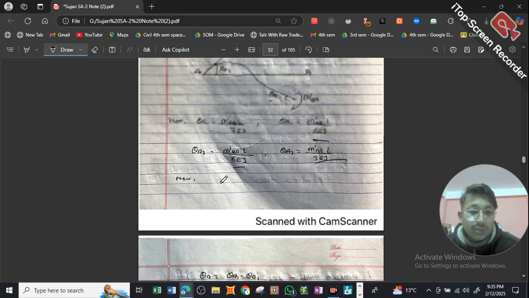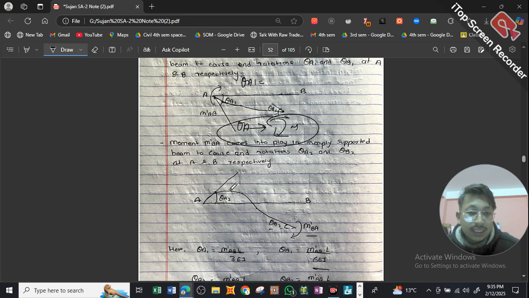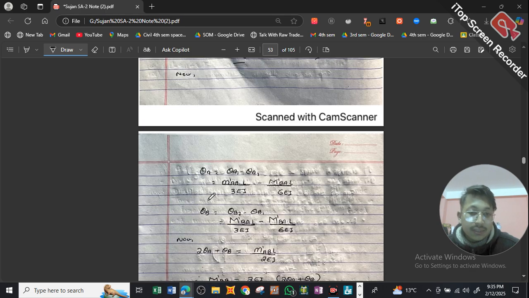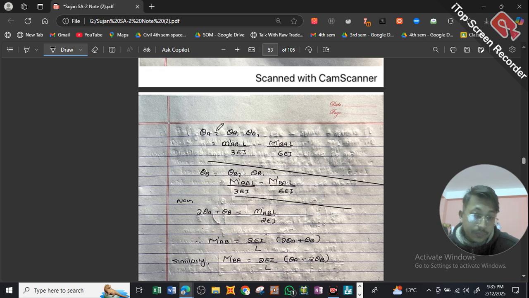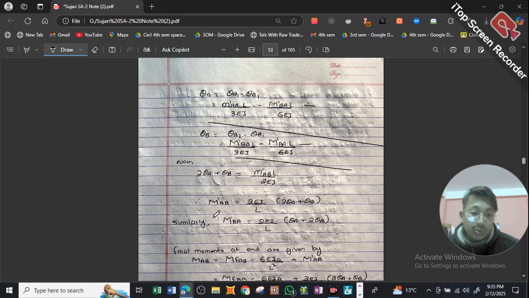So theta A will be theta A1 minus theta A2. It's simple, and we get theta B as well. We'll multiply theta A by 2 and add equation 1 and equation 2 to get this relation, which is going to be really important because it refers to our end moment AB. This will be equal to 2EI divided by L into 2 theta A plus theta B.